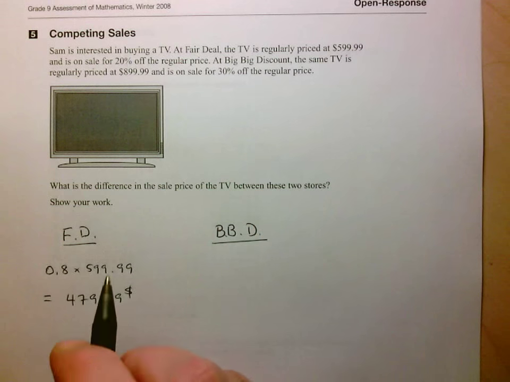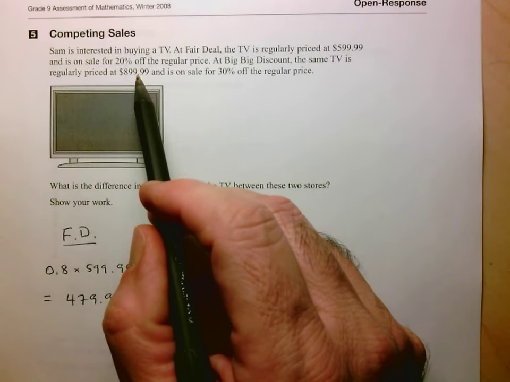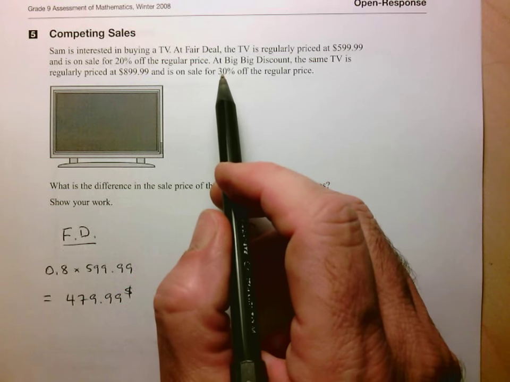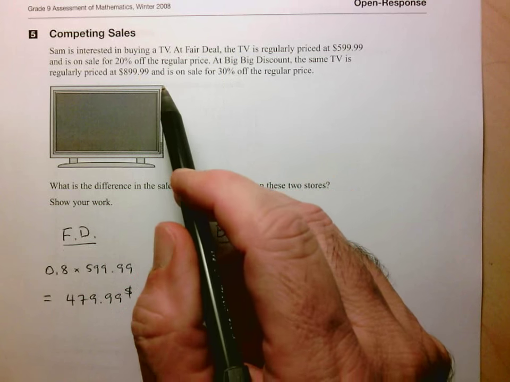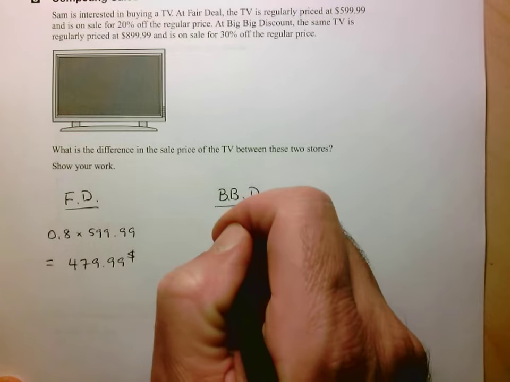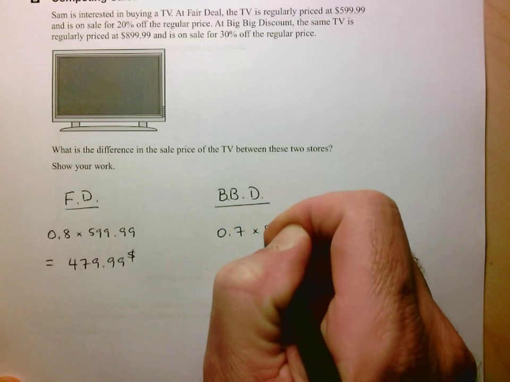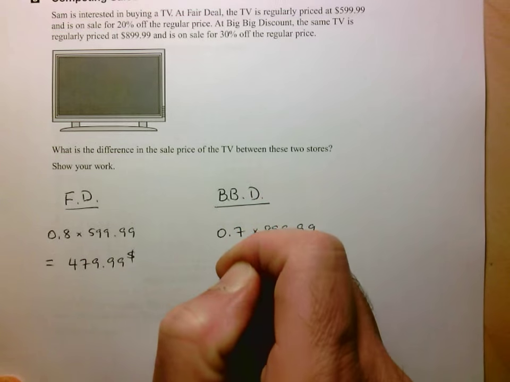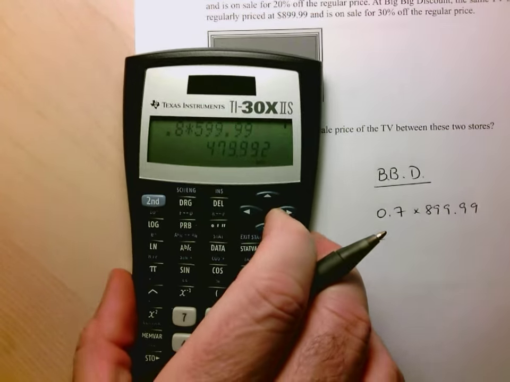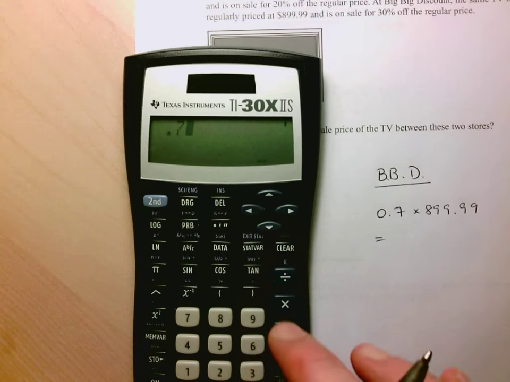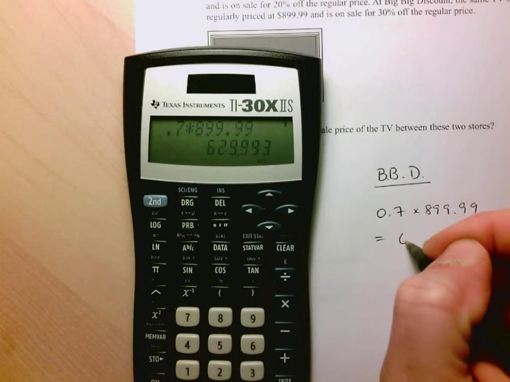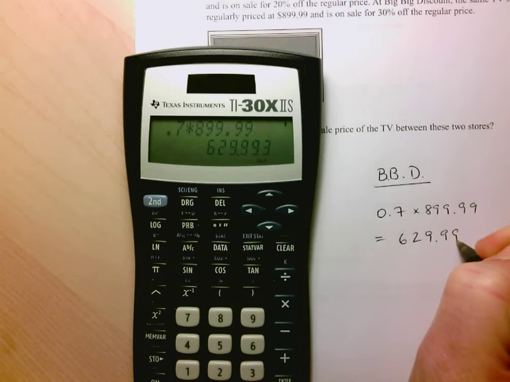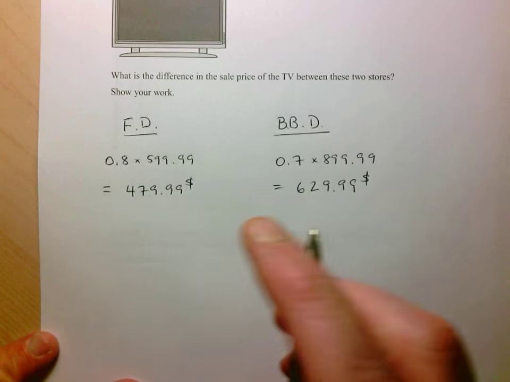And I'm going to do the same thing here. Instead of first finding 30% and then subtracting it, I say, well, if I'm losing 30% of the cost, because that's the sale, I'm left with 70%. So I have to do 0.7 times $899.99. And let's see what that gives us here. 0.7 times $899.99 equals $629.99. And now the last step is to actually find the difference.